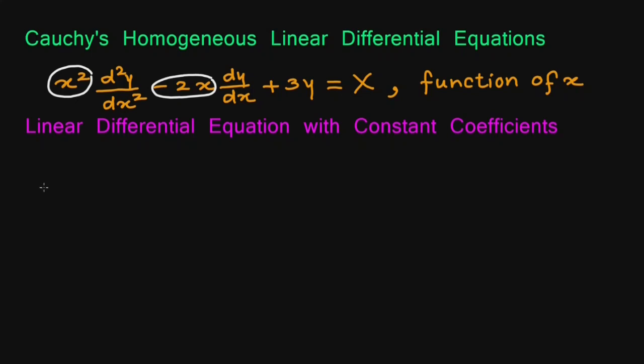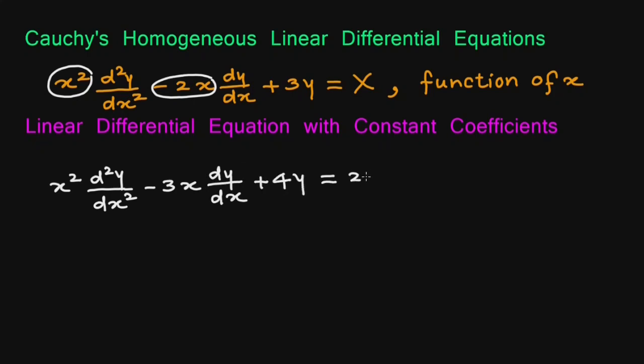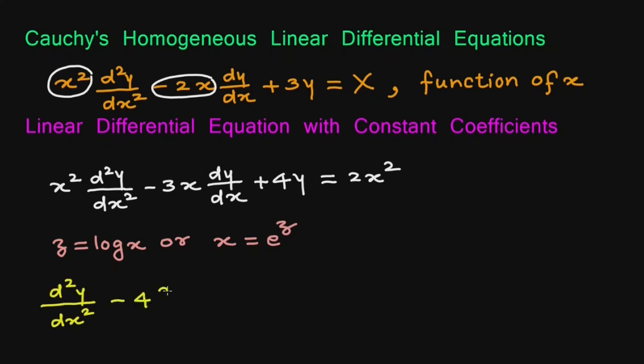For example, this Cauchy's equation x square d2y upon dx square minus 3x dy by dx plus 4y equals 2x square, by certain substitutions such as z equals log x, or in other words x equals e raised to z, can be converted into a linear differential equation with constant coefficients d2y upon dx square minus 4 dy by dx plus 4y equals 2 e raised to 2z, where the coefficients of the differential are constants.